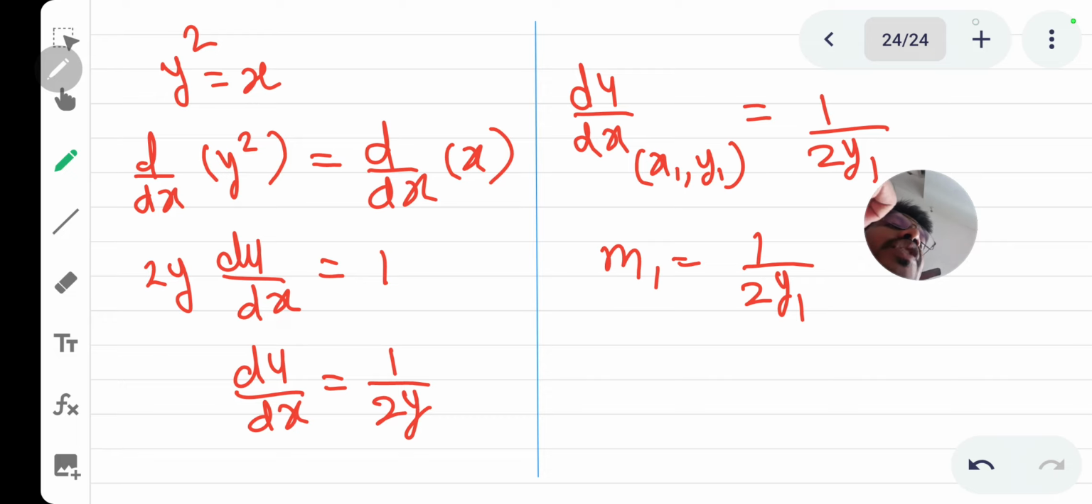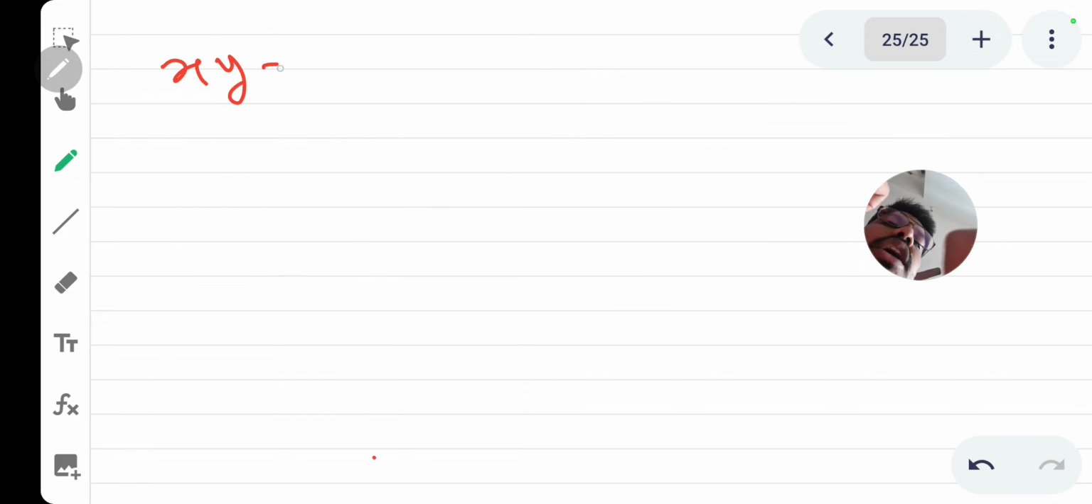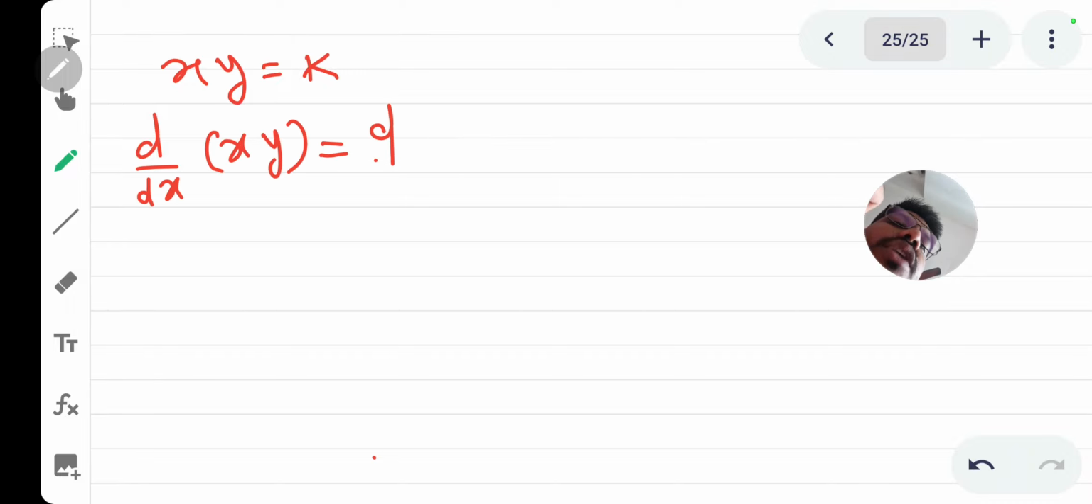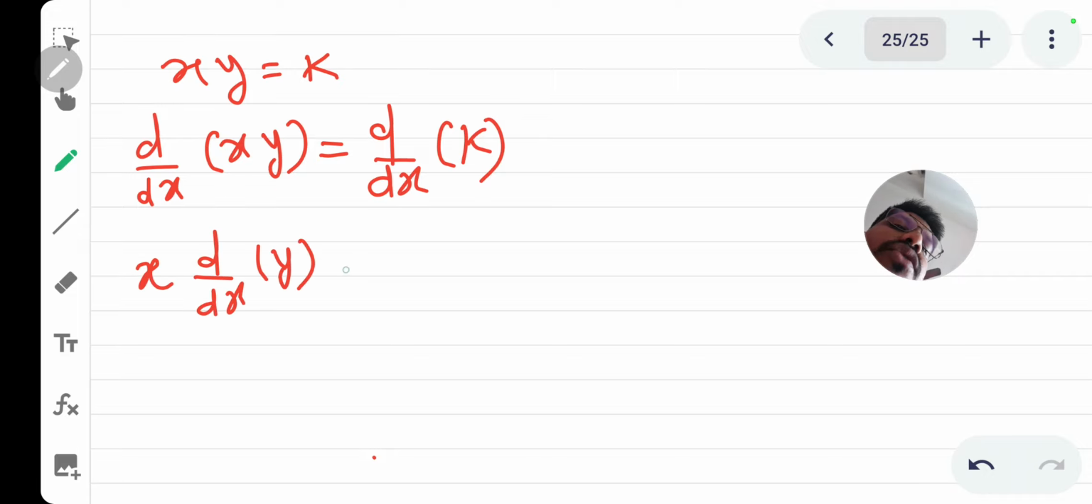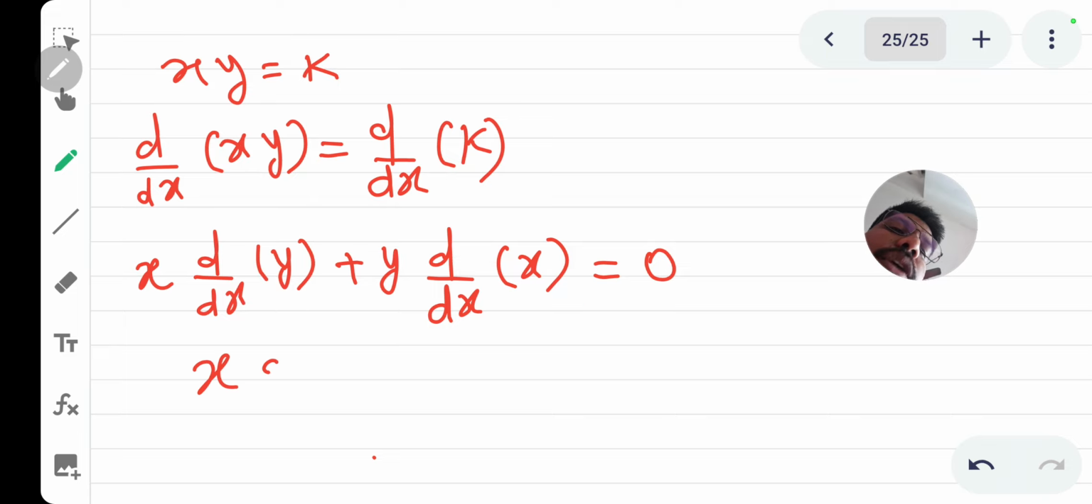So my m1 comes out to be 1 by 2y1. Very simple, right? The second curve was xy equals k. Now differentiate both sides with respect to x. Differentiation of xy equals derivative of k. K is a constant, so the derivative would be 0. Over here I will apply the UV rule, the product rule: x times derivative of y plus y times derivative of x equals 0.